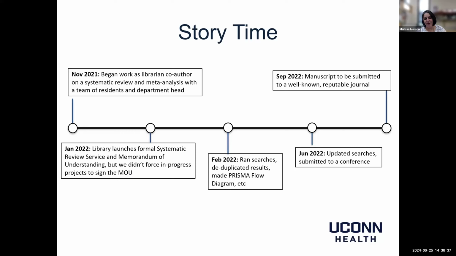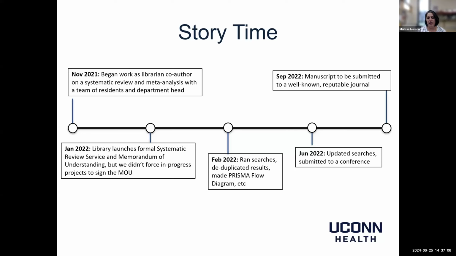So back in November 2021, I started working on a systematic review and meta-analysis with a team of residents and their department head as their librarian co-author. In January 2022, the library formally launched our systematic review service and memorandum of understanding, but we didn't force any in-progress projects to sign the MOU. So in February, I ran the searches, deduplicated, made the Prisma flow diagram, et cetera, et cetera.